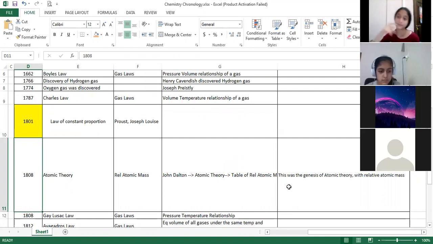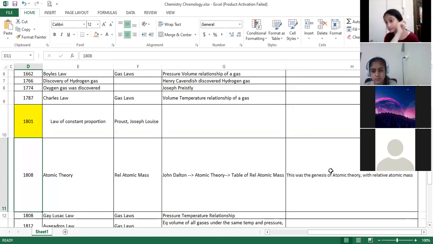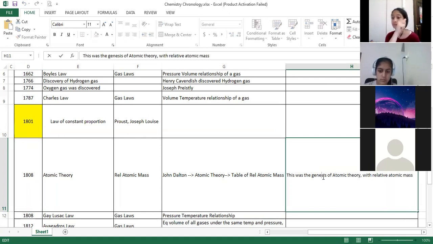What exactly is genesis? Genesis means starting point. That is in that context I mentioned this. This is the genesis. Okay, sir. If that seems too heavy, starting point, let me put it.